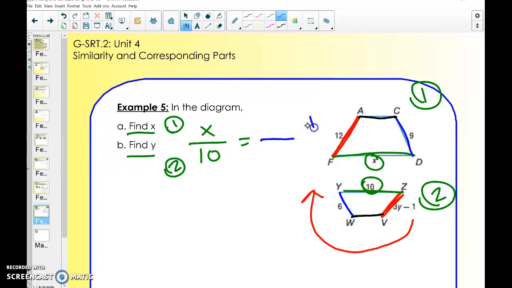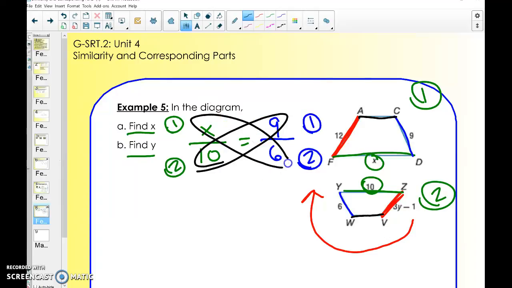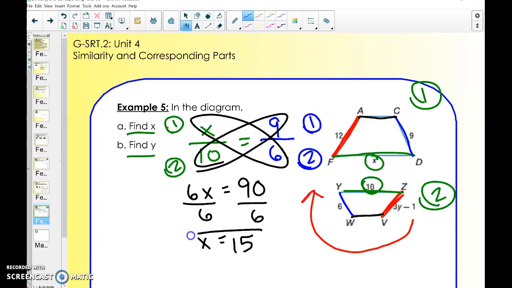So again, it's got to be shape 1 versus shape 2. You've got to keep your comparisons the same. So 9 has to go over 6. Okay, so cross multiply. Nice, easy cross multiplication with that. We've got 6x is equal to 90. Do some basic algebra there. Divide both sides by 6. And we get 15 for x.